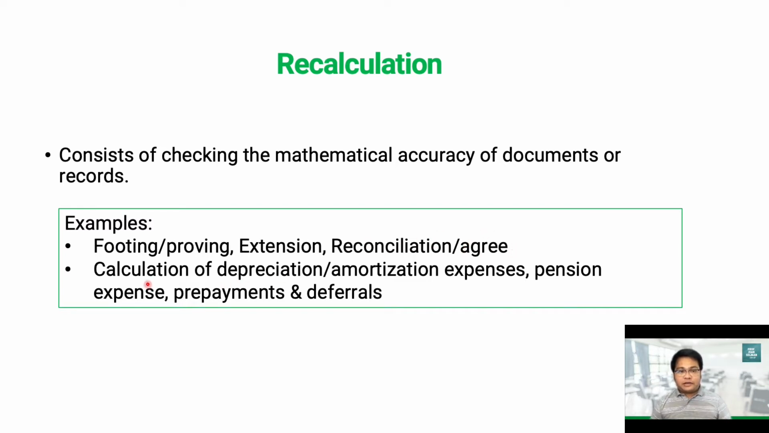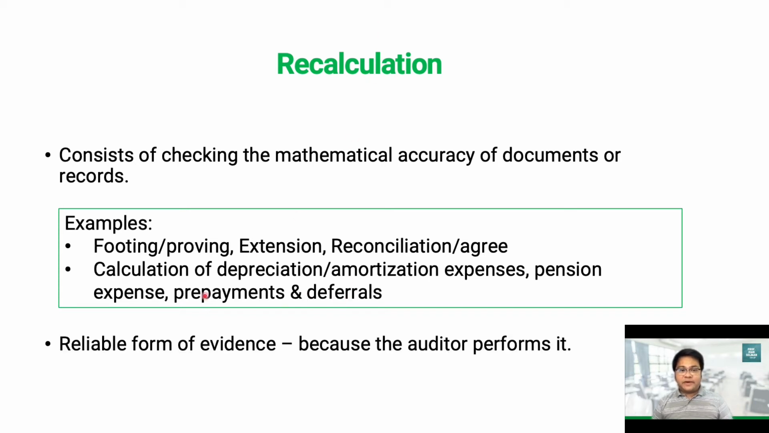So you can also calculate depreciation or amortization expenses, interest expense, interest income, pension expense, prepayments, deferrals, whether the amount expensed or remaining as asset are correct. So those are examples of recalculation. And usually, this type of audit evidence is considered very reliable, okay, because it is the auditor who performs it.